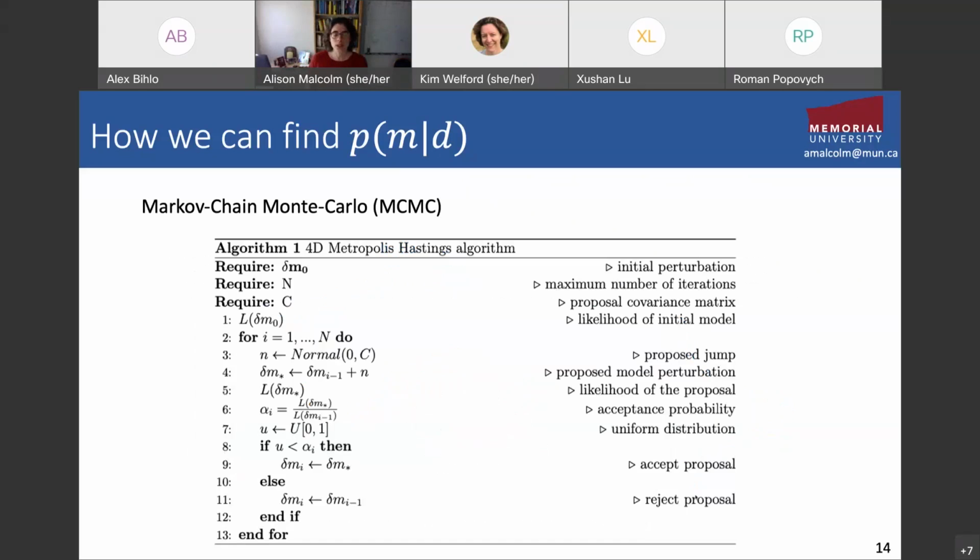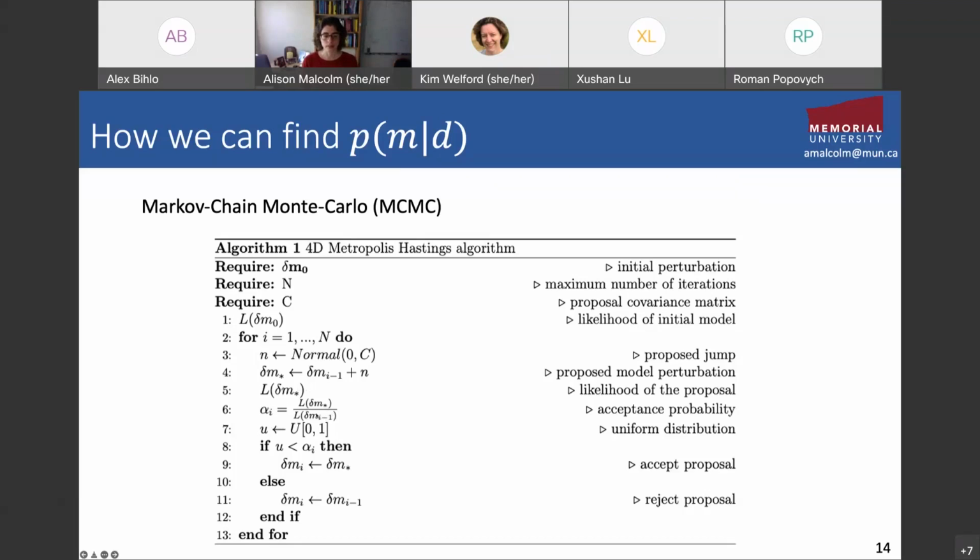Okay, and so to give you just a quick overview of what the Monte Carlo, or the Markov chain Monte Carlo algorithm is, it's very, very simple, and this is part of its beauty. What you do is you start from your current model, which can be anything you want, and you perturb it a little bit. You add some random perturbation to it, then you calculate the likelihood of that model.